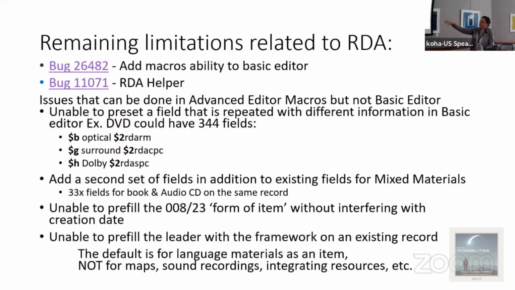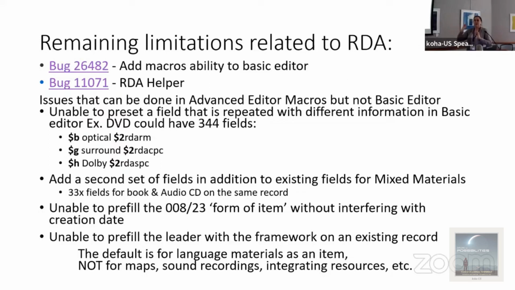The second one is, in the basic editor, if I have selected the framework for print book, but this is a book with a CD, and I select audio CD next, it'll add the 006 and 007 because that's not in book. But it's going to do nothing for my 336, 337, 338 because that's already for print book. I'm needing 2 336s, 2 337s, 2 338s.